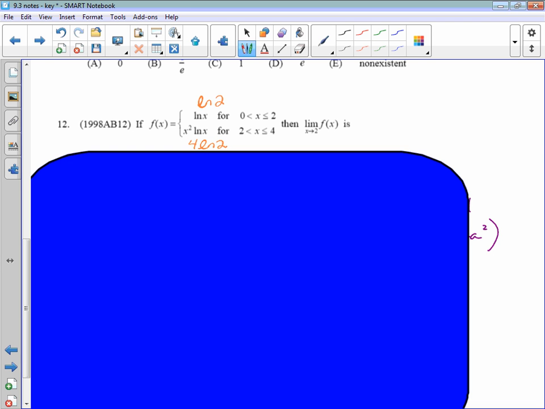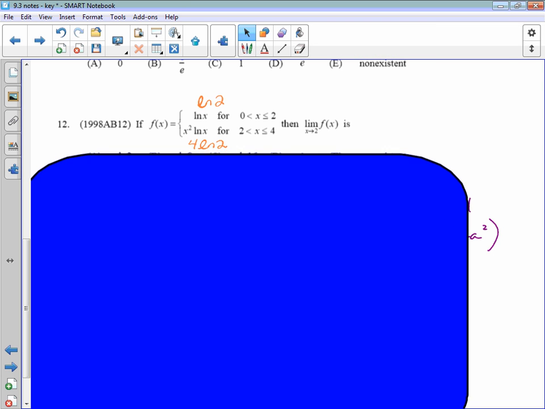Okay, you don't have to know the exact values of those. You just need to know, are they the same or not? No, it's some number and then 4 times some number. So they're not going to be equivalent. So what does that tell us about the limit? Does not exist, okay?